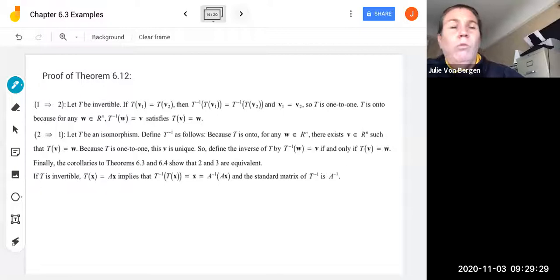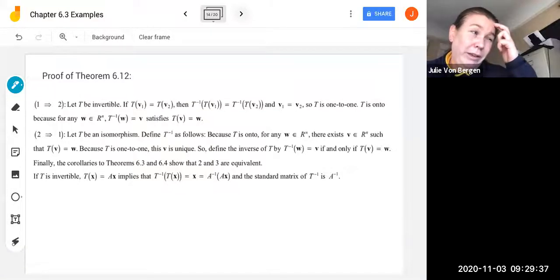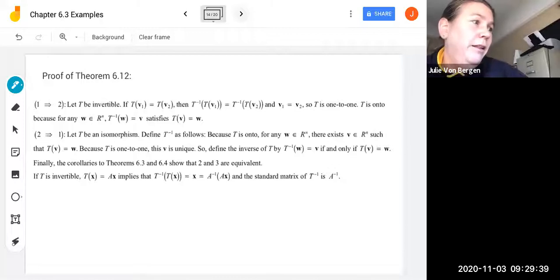So let's look at how statement 1 implies statement 2. So statement 1 here is that T is invertible. So we're saying that T is invertible implies that T is an isomorphism. So we're going to let T be invertible. If T of V1 equals T of V2, then T inverse of T of V1 is going to equal T inverse of T of V2. So that's going to give us that V1 equals V2. So T is 1 to 1.